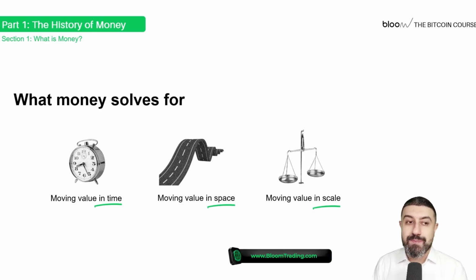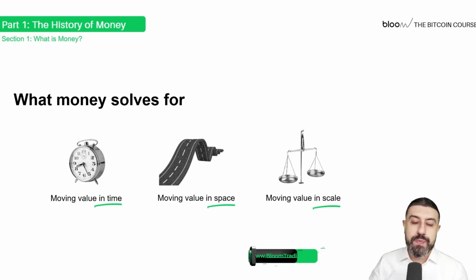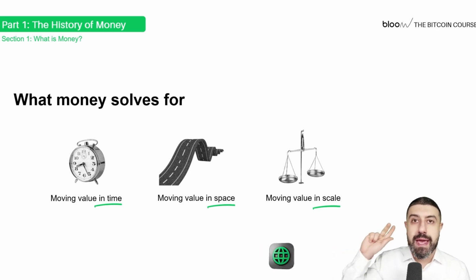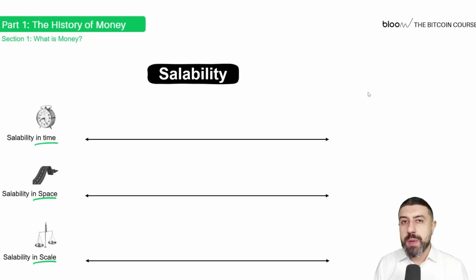Money solves for that. Money is great. It solves for all of these things. It solves for moving value across time, across space, and across scale. So if money solves for moving value in time, in space, and in scale, then what makes for the best form of money? Well, that's easy.